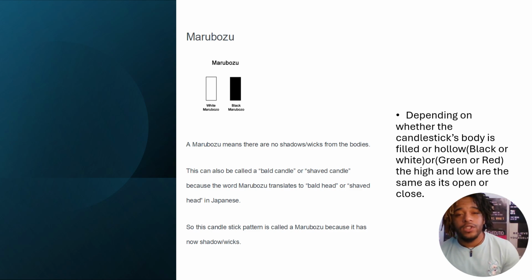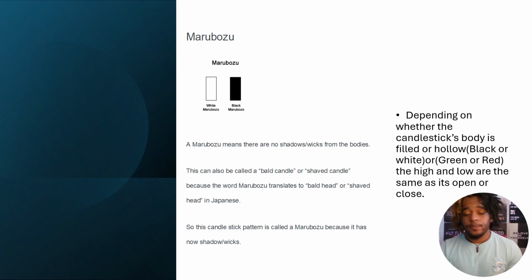Alright, so the next candlestick that we have is called a Marubozu. Now, a Marubozu has no wicks either on the top or the bottom. In other words, it's called the shaved candle or a bald candle, because the word Marubozu translates into bald head or shaved head in Japanese. This specific candlestick pattern indicates that there was a lot of either buying pressure or selling pressure in the market. And depending on whether the candle is red or green, the high and low are the same as its open and close.